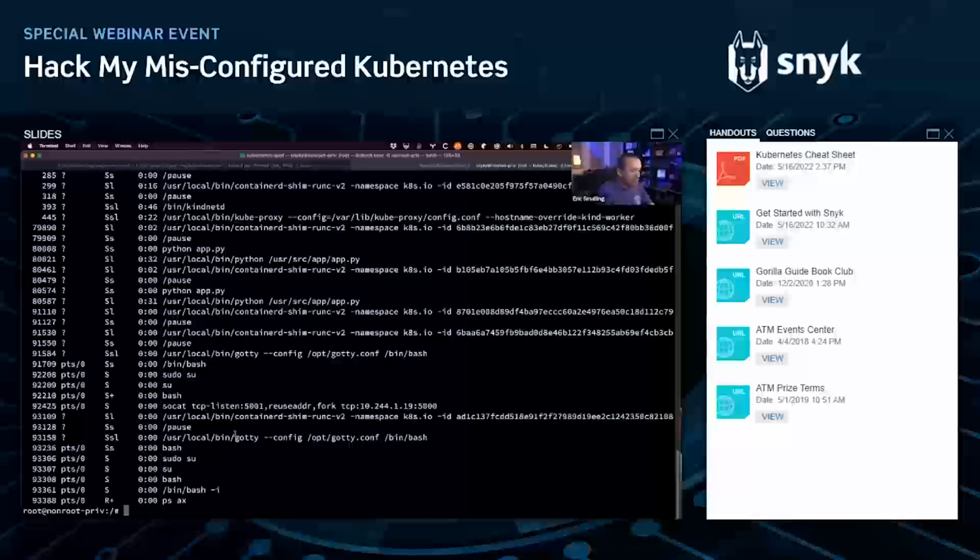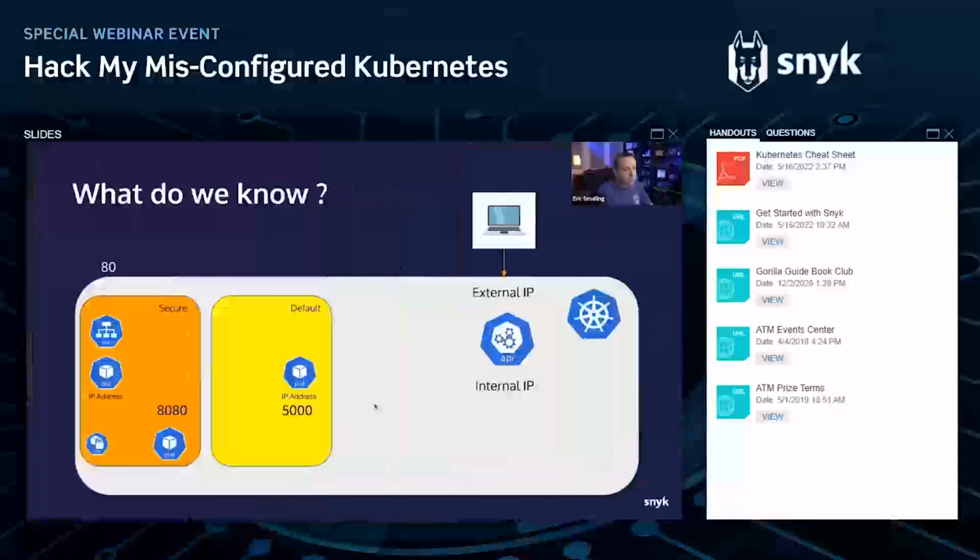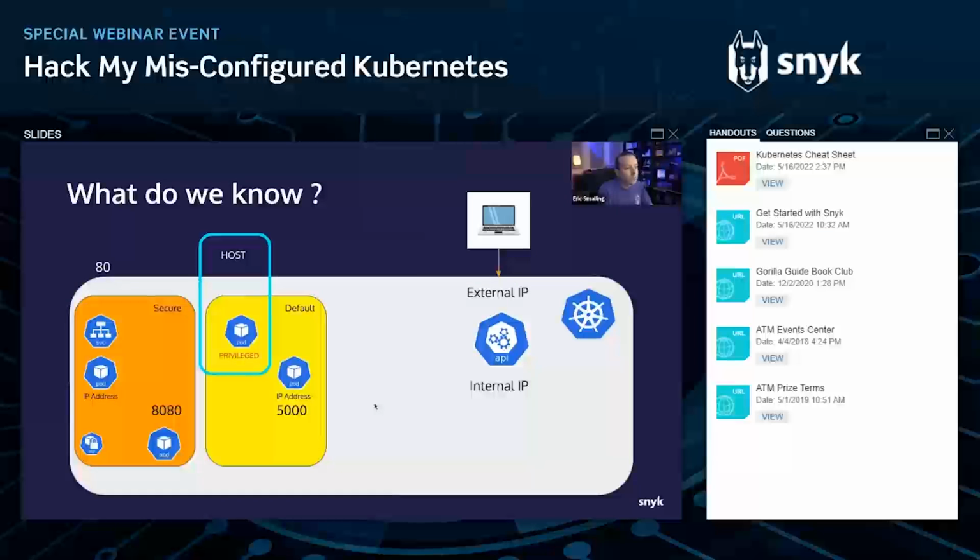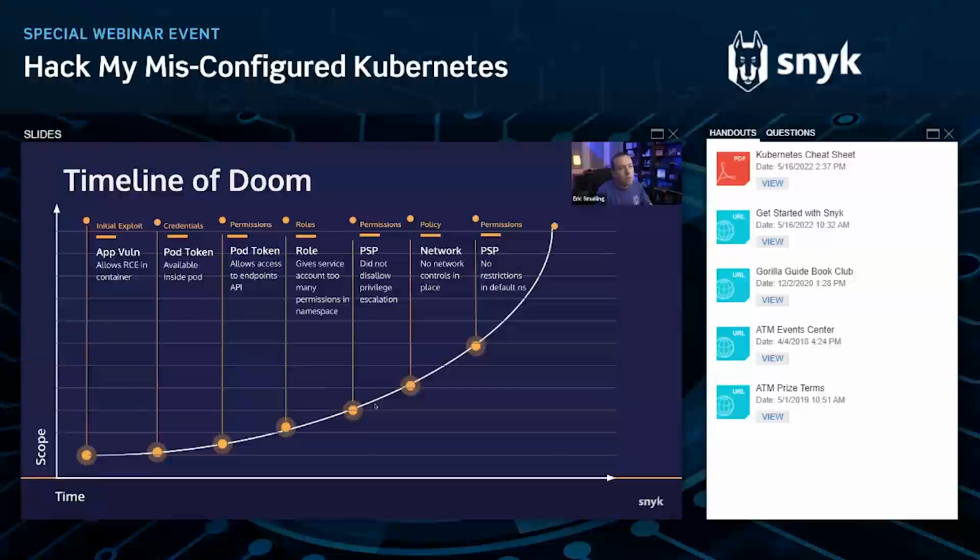Again, another reason network policy is important. You shouldn't be allowing containers to be pulled from Docker Hub in this case, or anywhere other than your own manifest or your own registries. Okay, so we now have privileged access to the host.